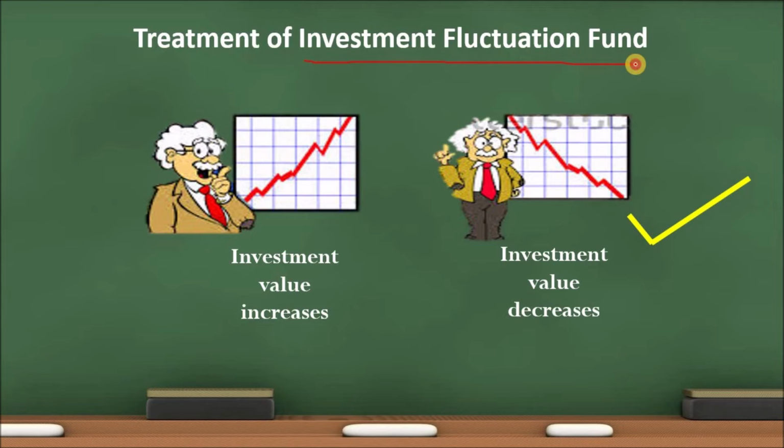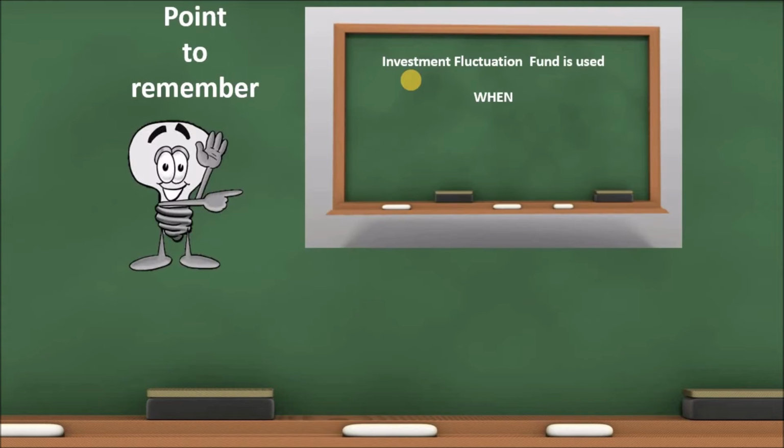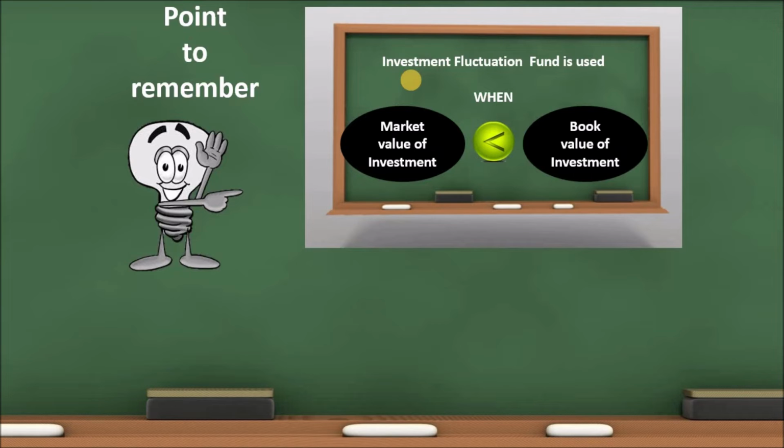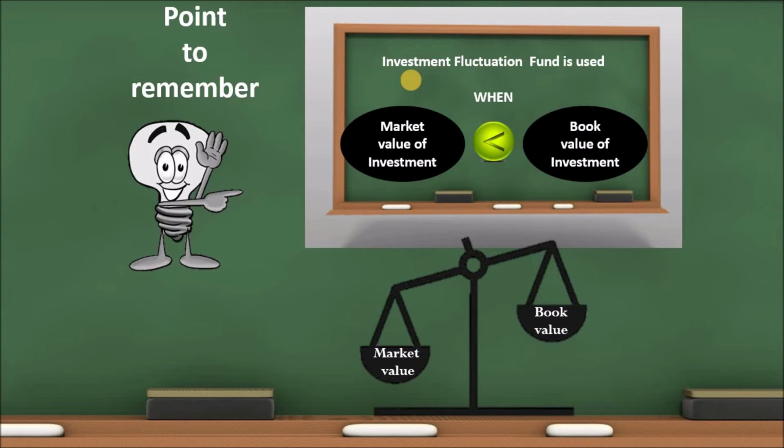So this fund will not be used if the investment value is increasing, because this fund is made to cover up the loss due to decrease in the value of investment. If there is an increase in the value of investment, please remember it is a profit and it will not be covered by the investment fluctuation fund. The investment fluctuation fund is used when the market value of investment is less than the book value of investment and we are suffering some loss.